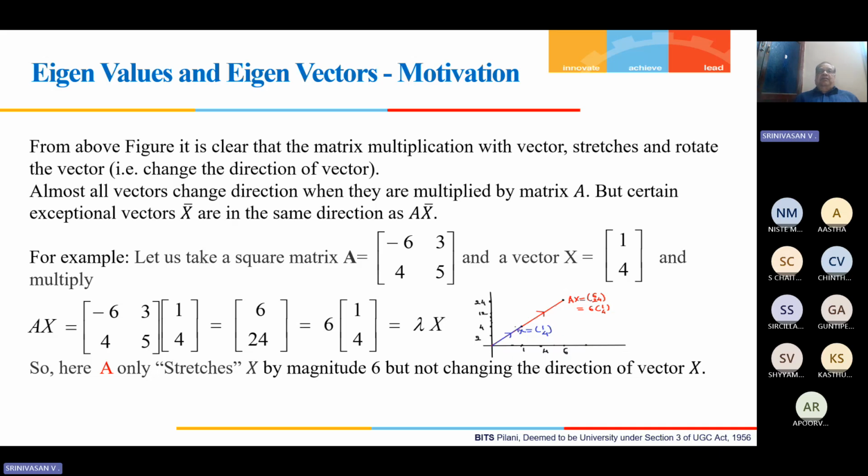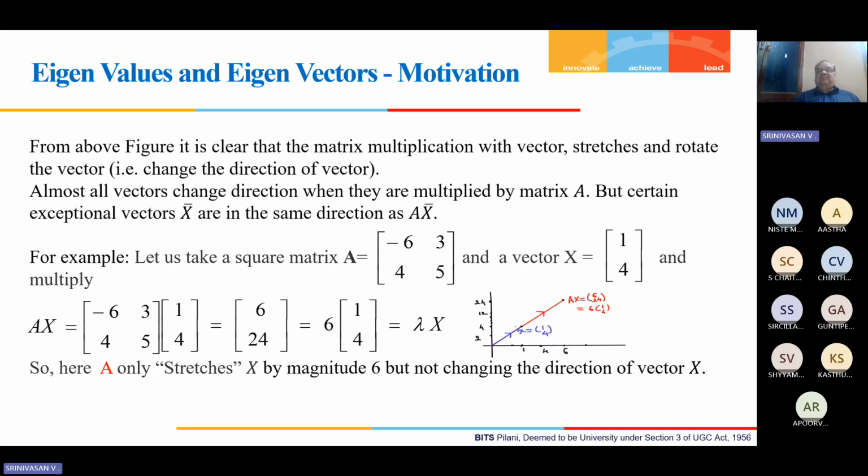[1, 4], and find out the product Ax. You have [-6, 3; 4, 5] times the column vector [1, 4]. That is matrix multiplication: -6 into 1 plus 3 into 4, that is 12 minus 6, 6. 4 into 1 plus 5 into 4, 20 plus 4, 24. So you have a column vector [6, 24].